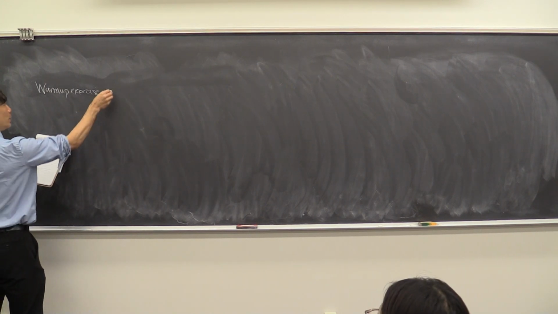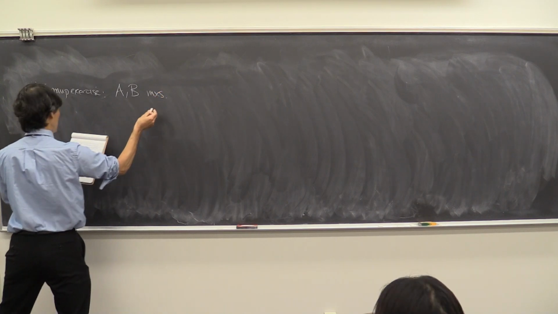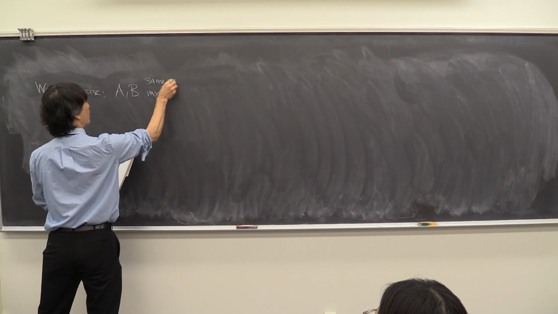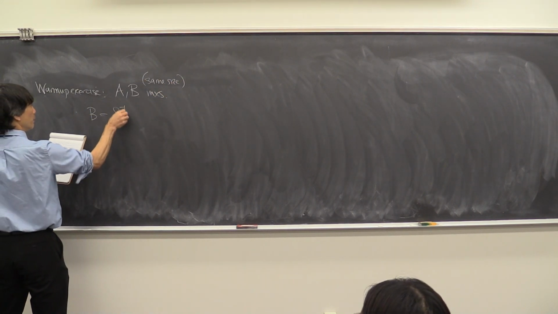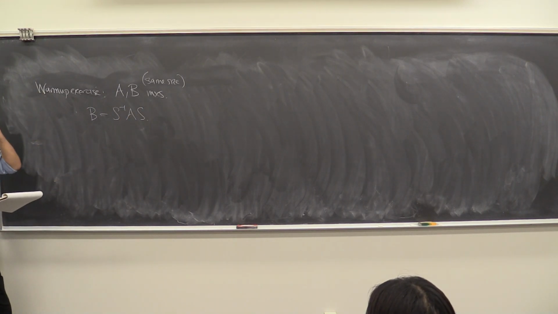So you have two matrices, A and B. They're the same size. And B is actually equal to S inverse AS. Right? So B is conjugate to A. Okay.